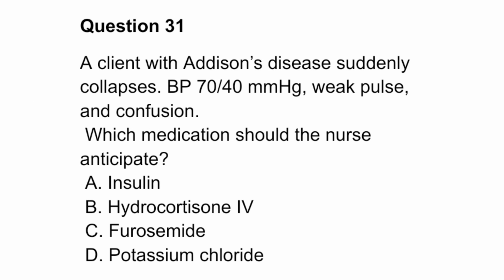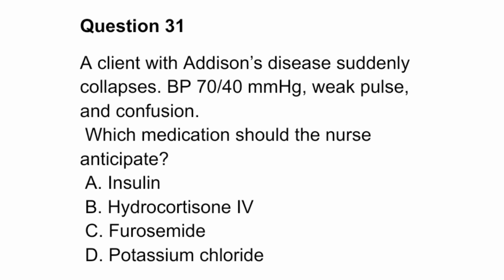Question 31. A client with Addison's disease suddenly collapses. BP 70/40 mmHg, weak pulse, and confusion. Which medication should the nurse anticipate? A. Insulin. B. Hydrocortisone. C. Furosemide. D.